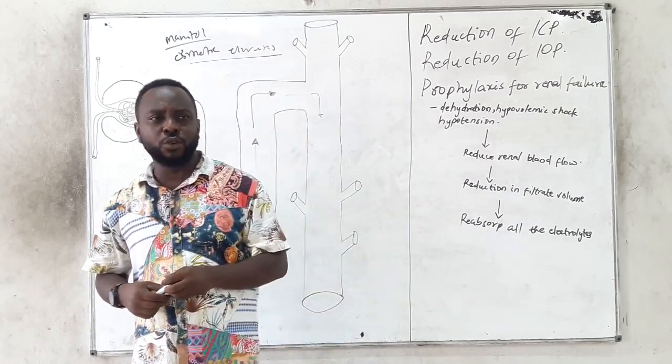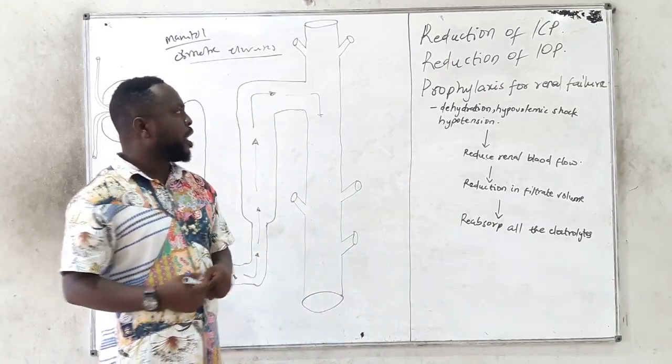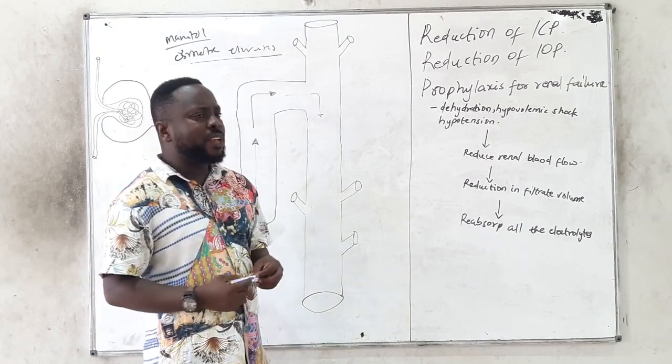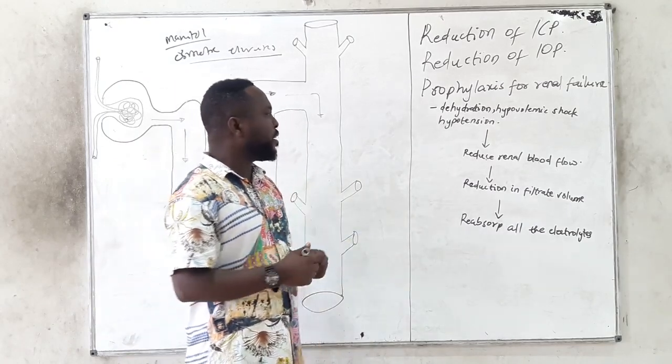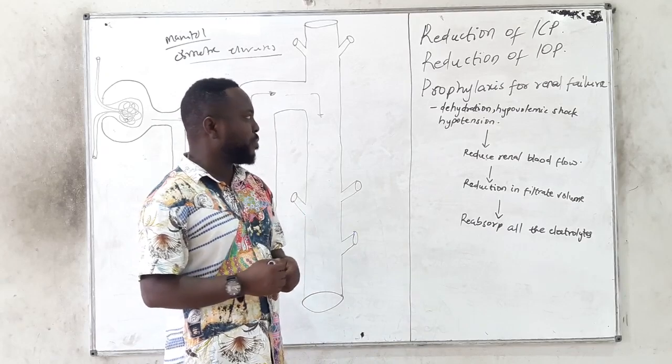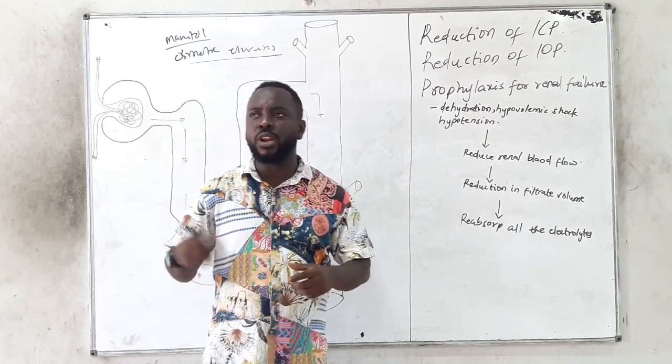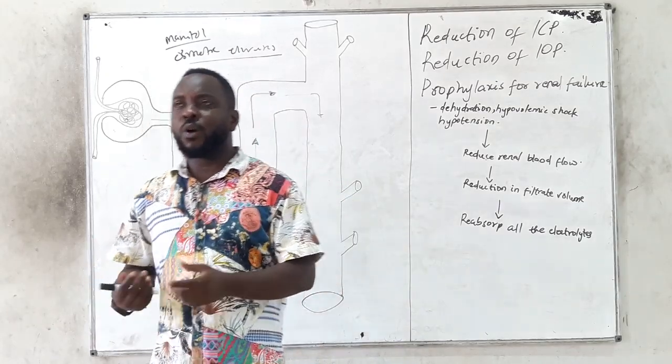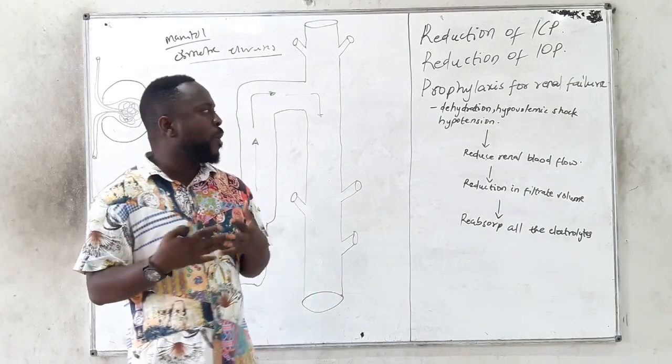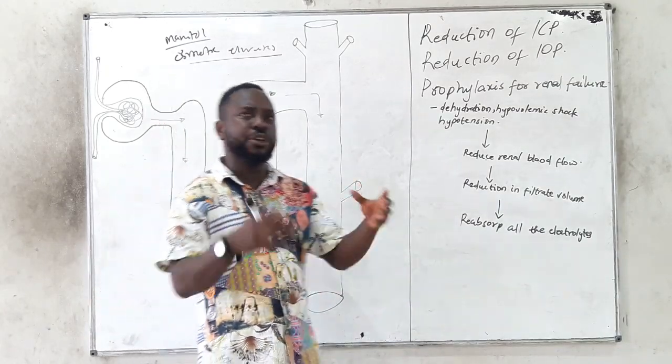And when we give mannitol, what happens? Okay, let me tell you. Under certain conditions, such as dehydration or hypovolemic shock or hypotension, the amount of blood flow to the kidney reduces.